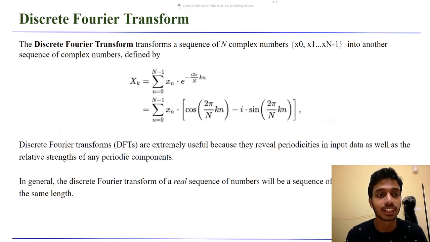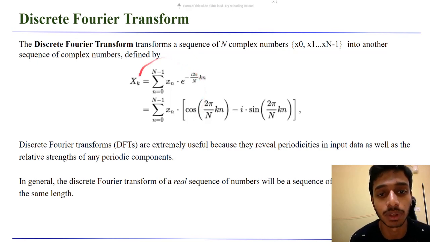So getting started, the discrete Fourier transform transforms a sequence of N complex numbers, say x0, x1 till xN minus 1, into another sequence of complex numbers, which is defined by the definition shown here. This is the formula. It can be further simplified or expanded using Euler's identity into cos and sine components.